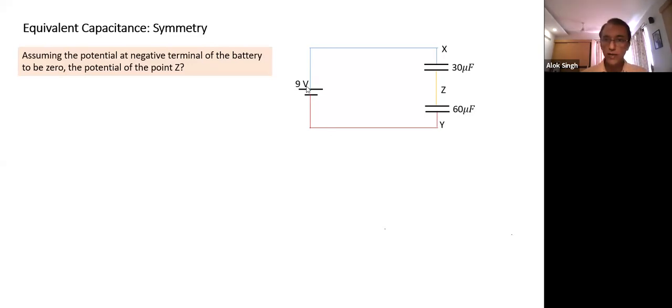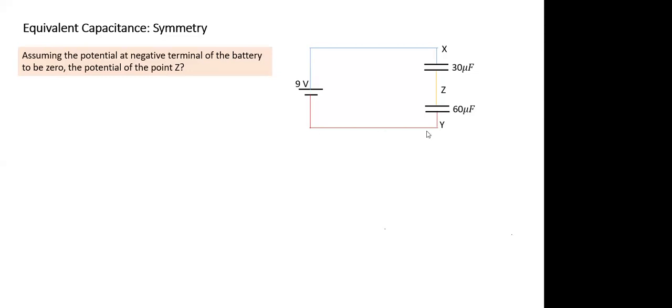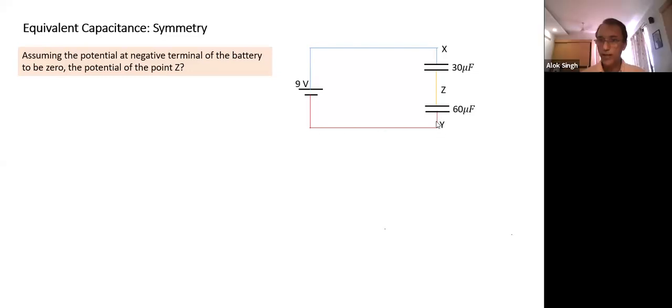What is shown in red color? What does red color mean? Why have I drawn in different colors? Potential of Y, sir. No, why everything is Y. So everything here will have the same potential, which is the potential of the negative plate. If I take the negative plate as 0, the potential of Y is 0. Potential of the positive plate is 9. So the potential of X is 9.